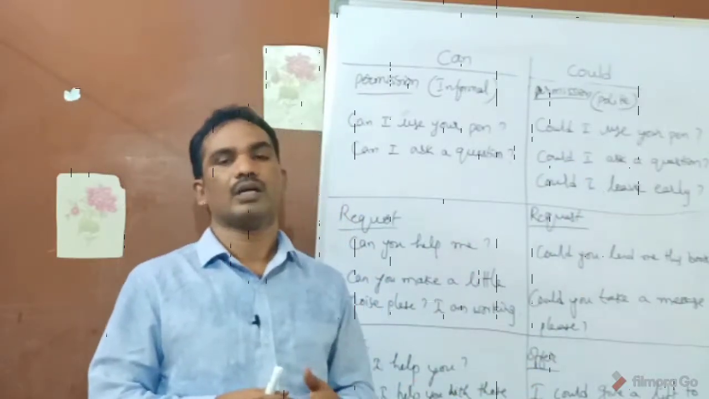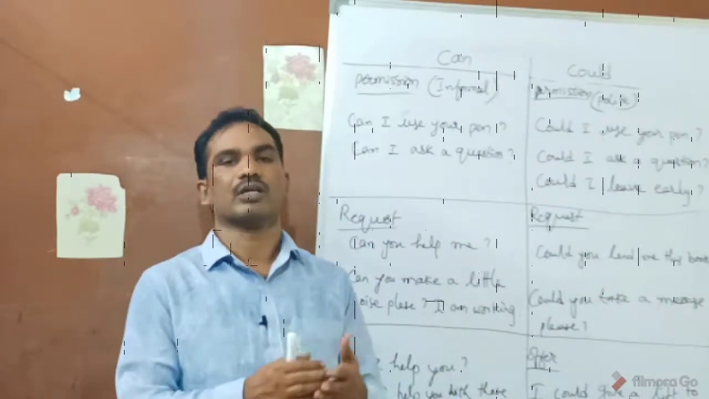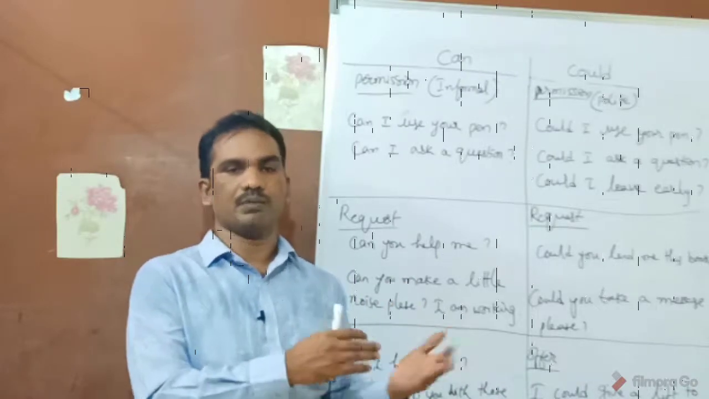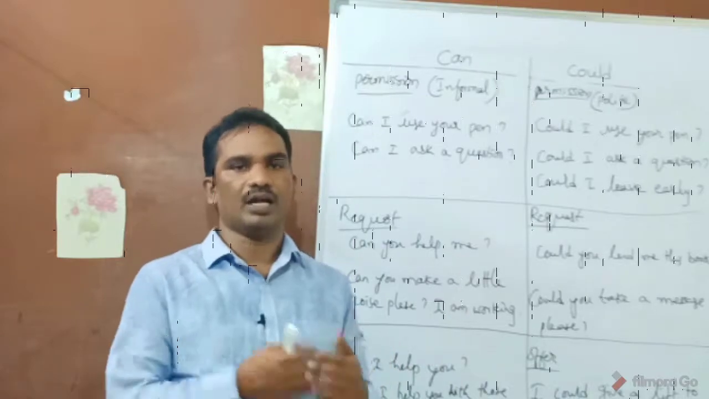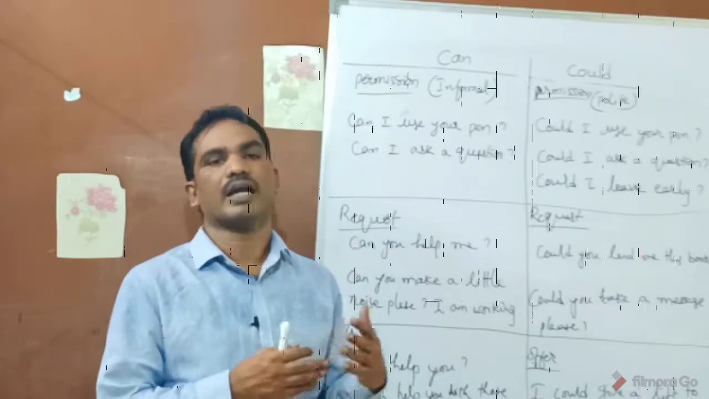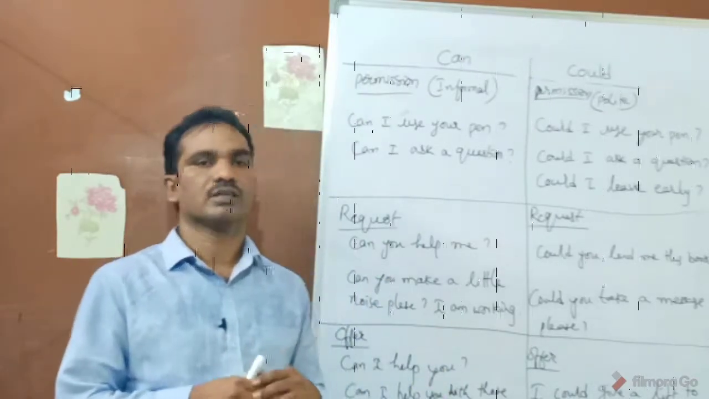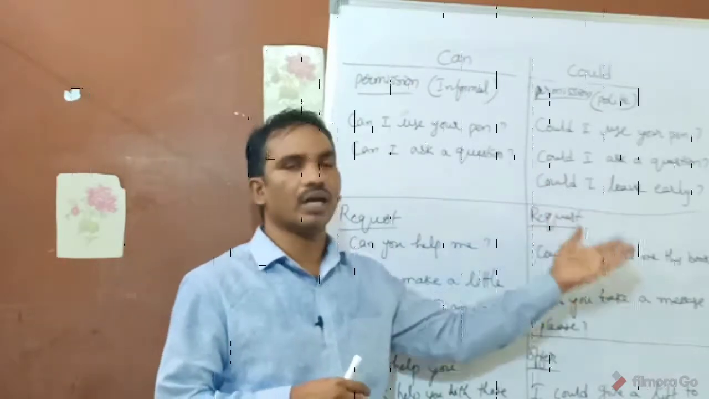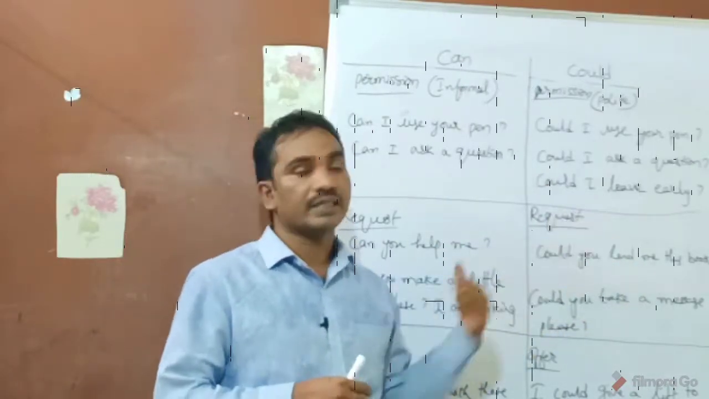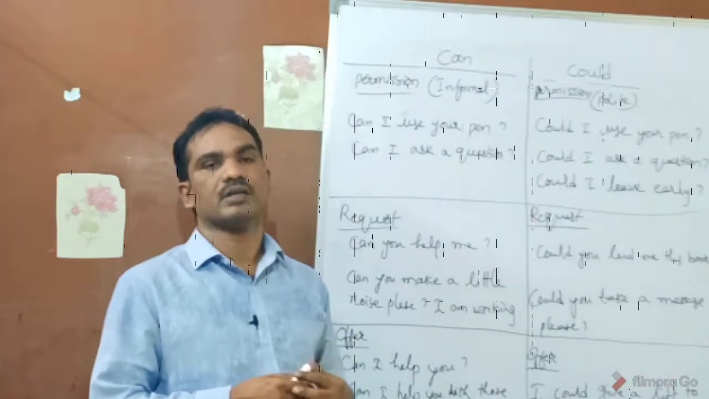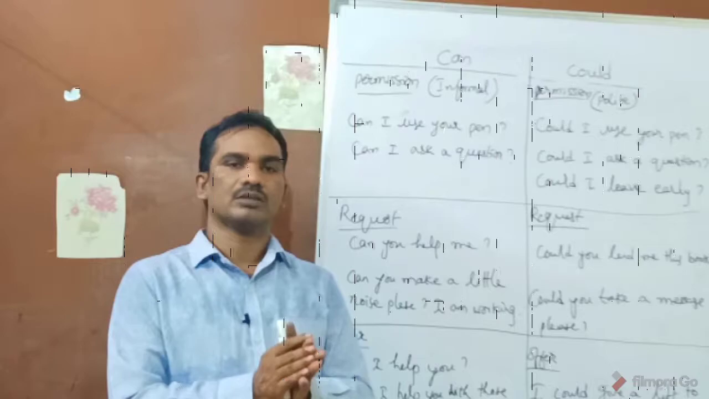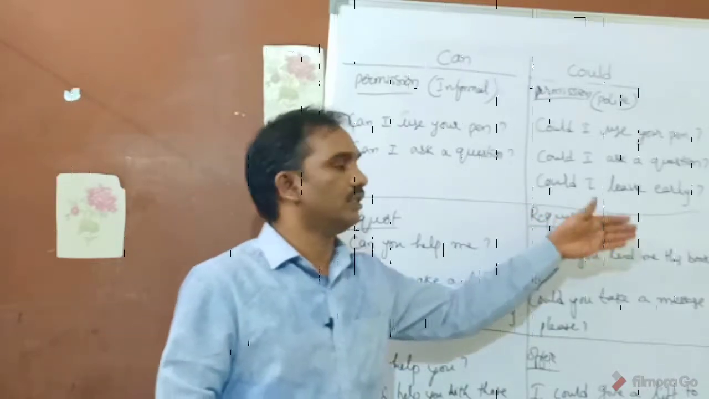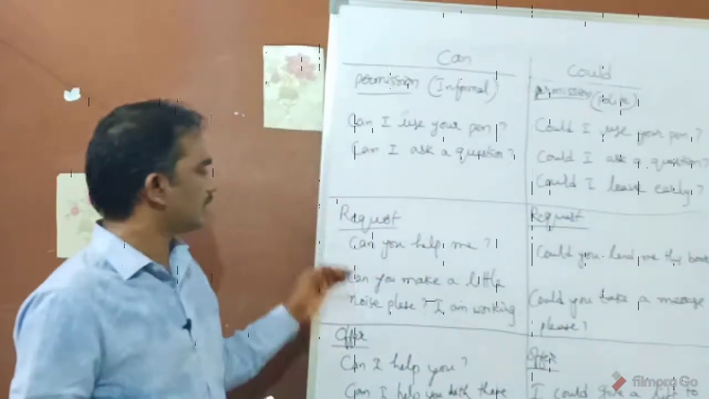For example, you are a journalist, you are talking to a VIP, VVIP, for example, there is a press meet with the CM, and you can't say, can I ask a question? You have to say, could I ask a question? Could I take leave early? When you're talking to your boss, you have to say, could I leave early? Let's look at the other thing.